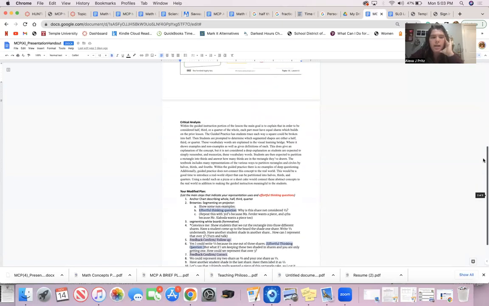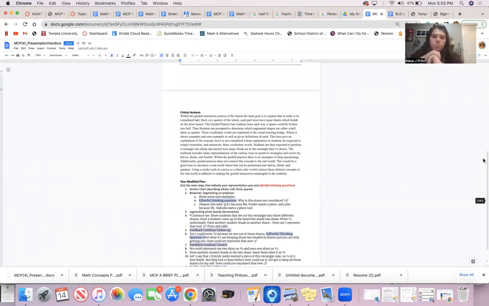For my critical analysis, I said within the guided instruction portion of this lesson, the main goal of the lesson is to explain that in order to be considered half, third, or quarter of the whole object, each part must have equal shares, which builds from the prior lesson. In the guided practice, the students trace each way a square could be broken into half, and then students are prompted to determine which segmented shapes are either half, thirds, or quarters.